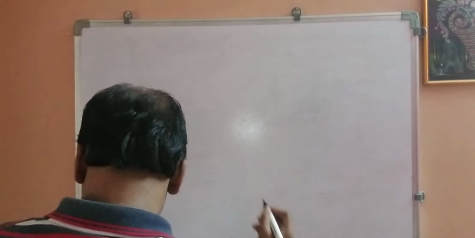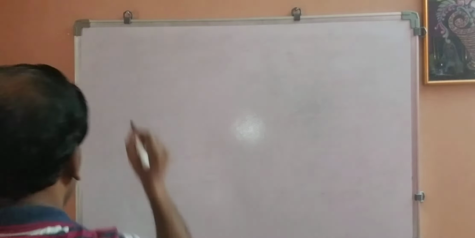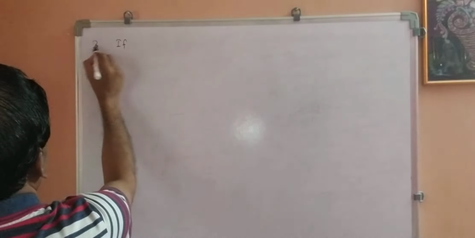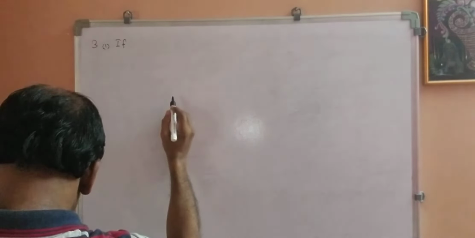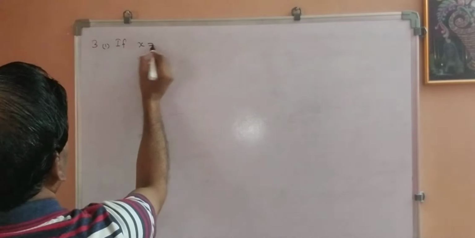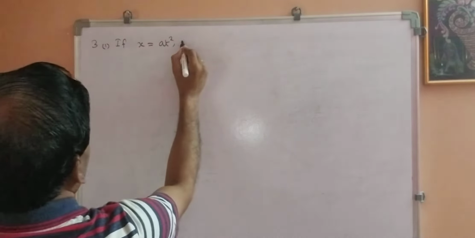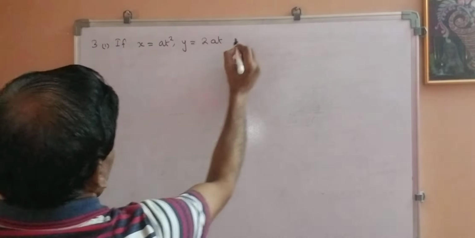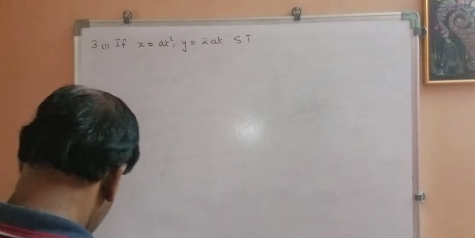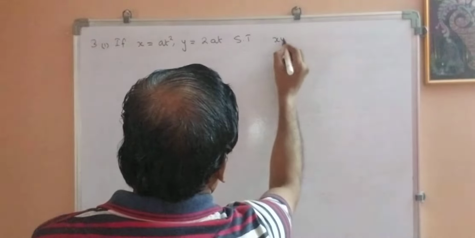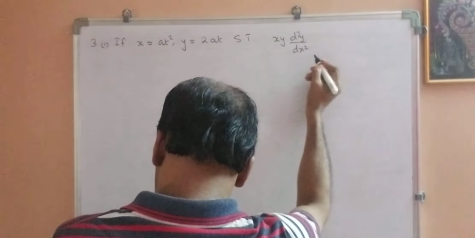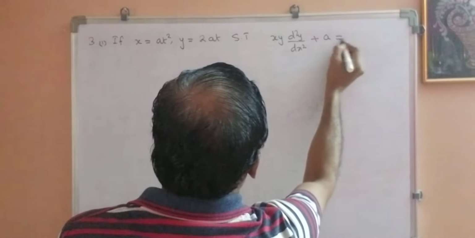Now, we will do one more sum of a similar type. This is a very important sum. If x equal to at square, y equal to 2at, then show that xy d square y by dx square plus a equal to 0.